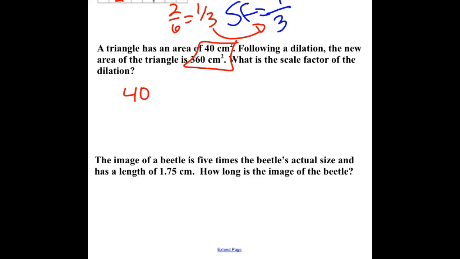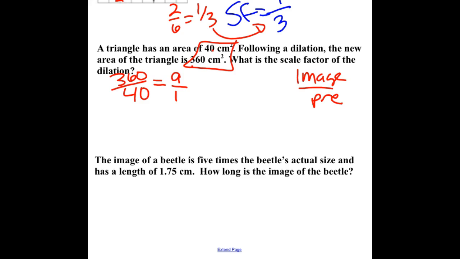So remember, scale factor, it goes image to pre. So we're starting with the 40 and we're ending with the 360. So it should go 360 divided by that 40. And so what we want to do is take that and simplify that. If we simplify that out, we get 9 to 1. Or you might just get 9. Leave it as a fraction though, because a scale factor should be written as a fraction.